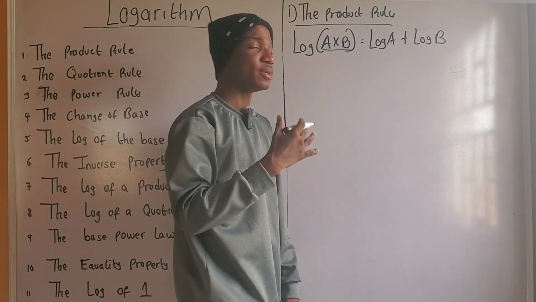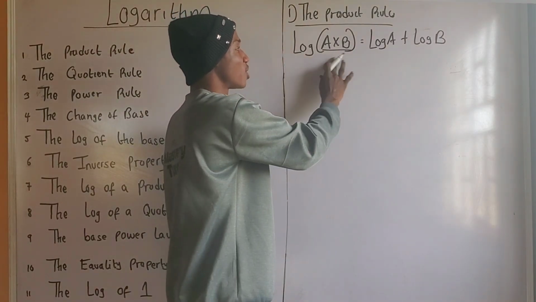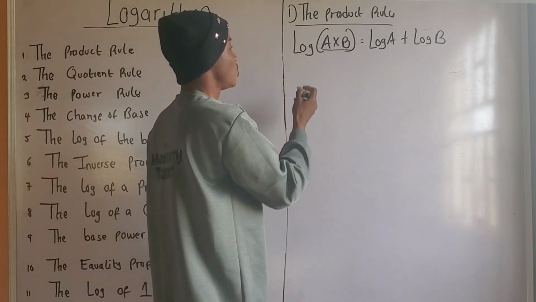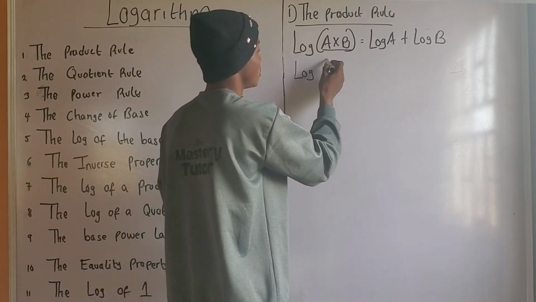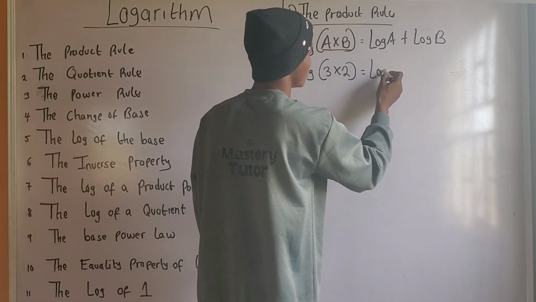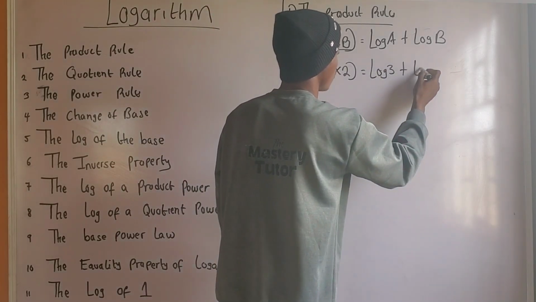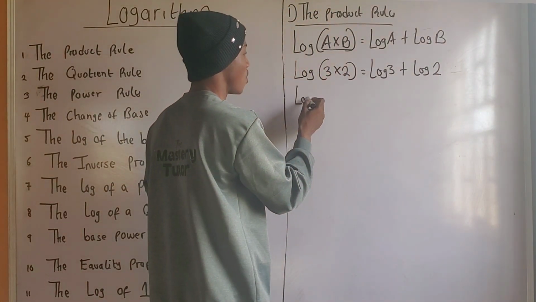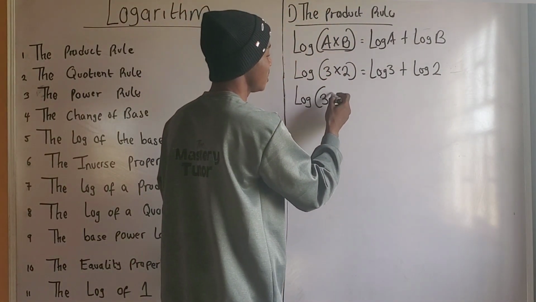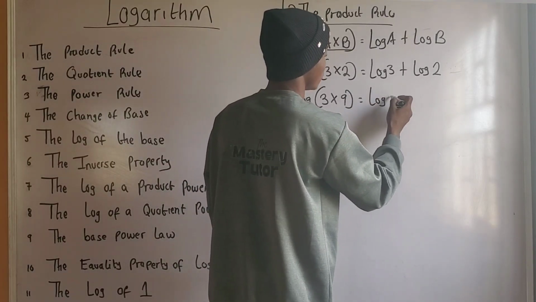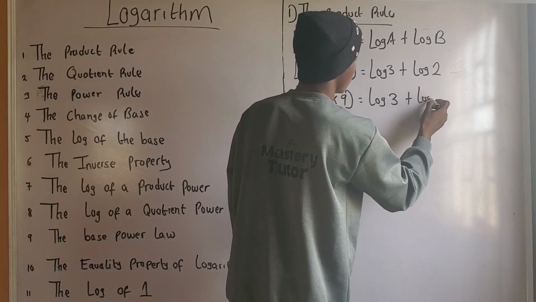Are you getting it? The logarithm of the product of two or more numbers is equal to the sum of that log. So let's say you have log 3 times 2. This will be equal to log 3 plus log 2. Do you understand? Okay, let's change it. Let's say you have log 3 times 9. This will be equal to log 3 plus log 9.